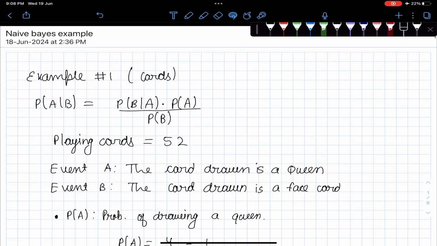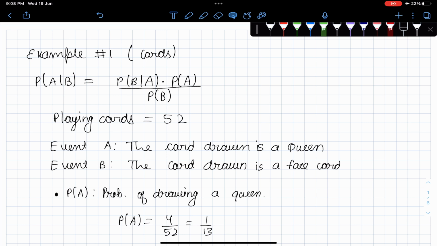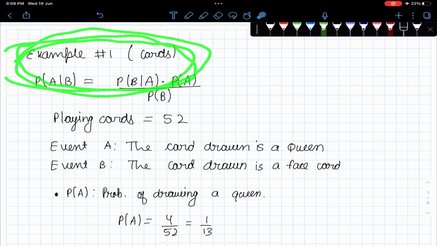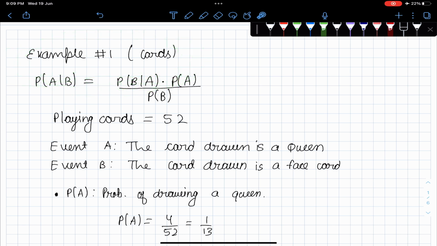So in this lecture, we will understand some examples of the Bayes theorem, which will allow us to understand in a real way how we use it. Let's get started with our first example, which is cards, the classic probabilities. For any probability, we take cards for better understanding.